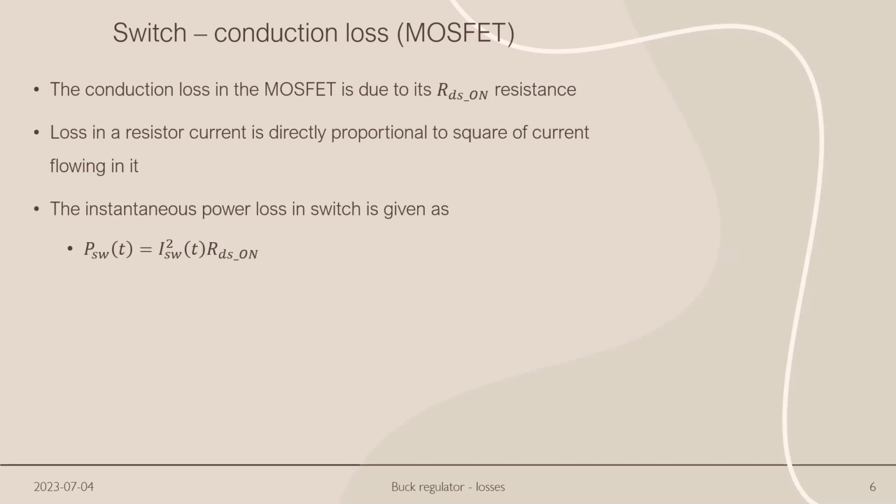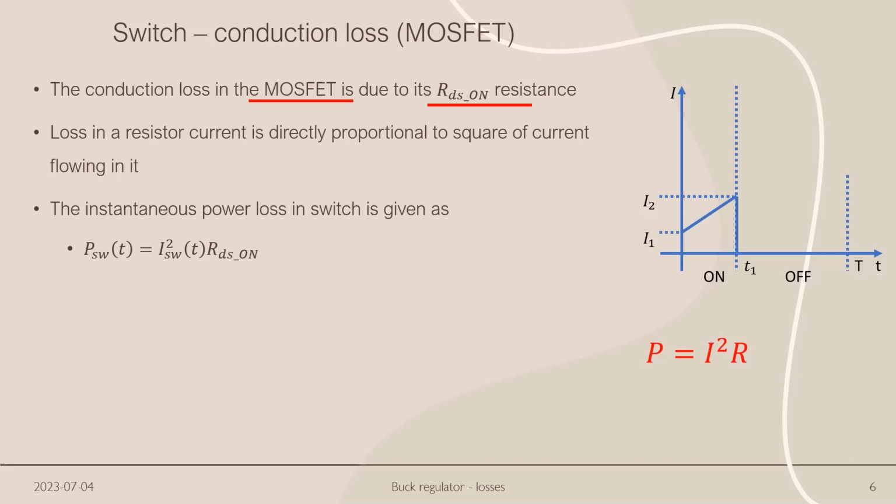Let us now look at the switch conduction loss. Let us assume that we have used a MOSFET for a switch in the buck regulator. For this MOSFET, conduction loss is mainly due to RDS on resistance. In a resistor, power loss is given as I square R. Power loss is directly proportional to the square of the current flowing in it. As this is a switch, the current here is the switch current. Here we can see that power loss in the switch is directly proportional to the square of the switch current.